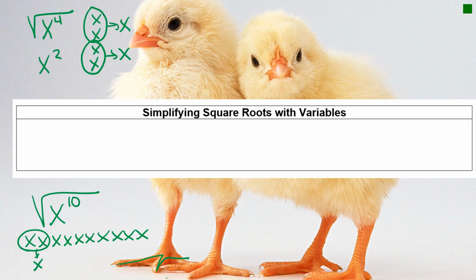There's a pair of x's, brings out an x. A pair of x's brings out an x. A pair of x's brings out an x. 1, 2, 3, 4, 5. That equals x to the 5th.